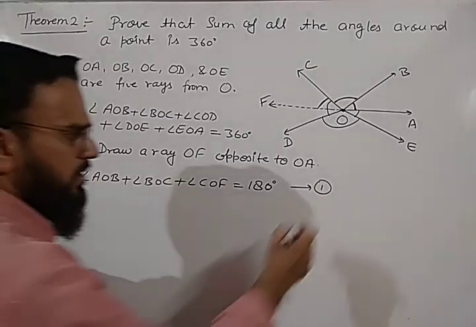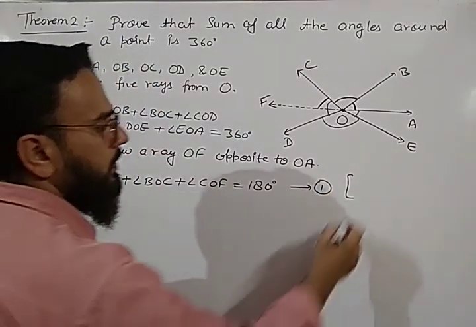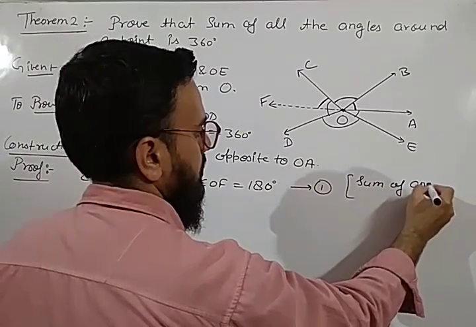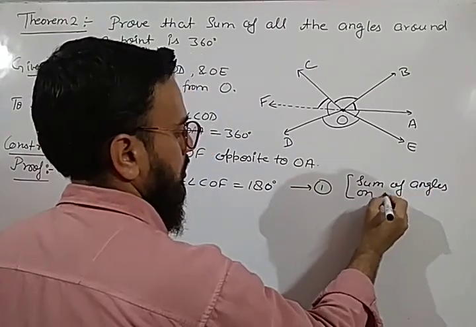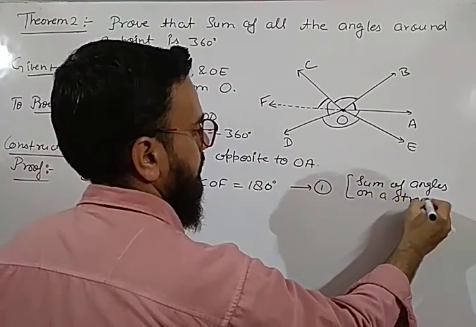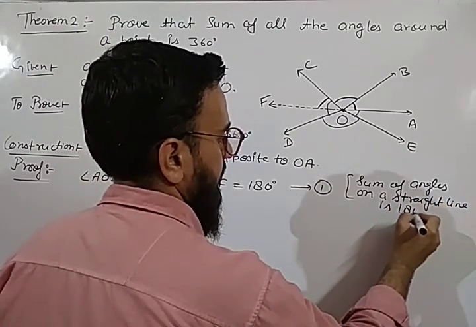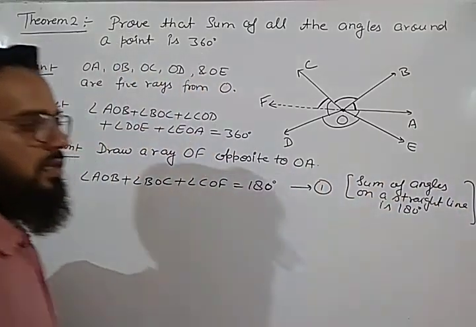And we have to write the reason also. So we will write the reason: sum of angles on a straight line is 180 degrees. So we can write this statement.